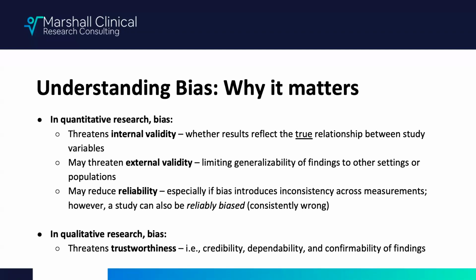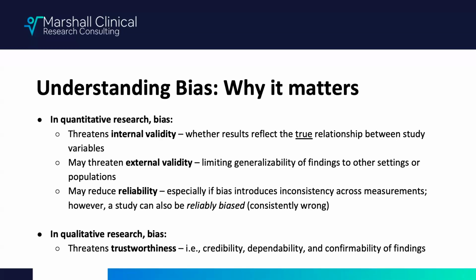Okay, so moving on. In quantitative research, which is what we'll focus on today mostly, bias can threaten internal validity. So that's essentially assessing whether the relationship between the study variables, like variable A and variable B, or intervention and an outcome, say like ibuprofen and headache frequency, right? Whether that relationship is likely to be true based on the study methods.